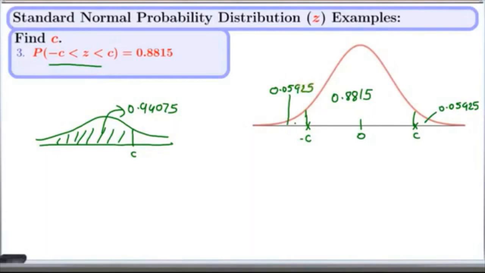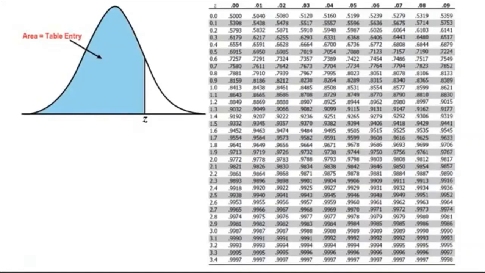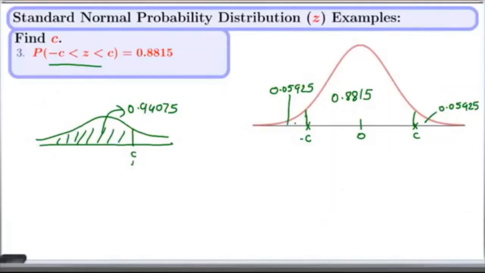Now we are ready to use the table. So for that, let me pull up the table first. We look for 0.94075 among these tiny 4 decimal place numbers. And if you can't find the exact number, then we look for the closest number. And the corresponding z-score for 0.9406 for this number is 1.56. Therefore, the value of C is 1.56.